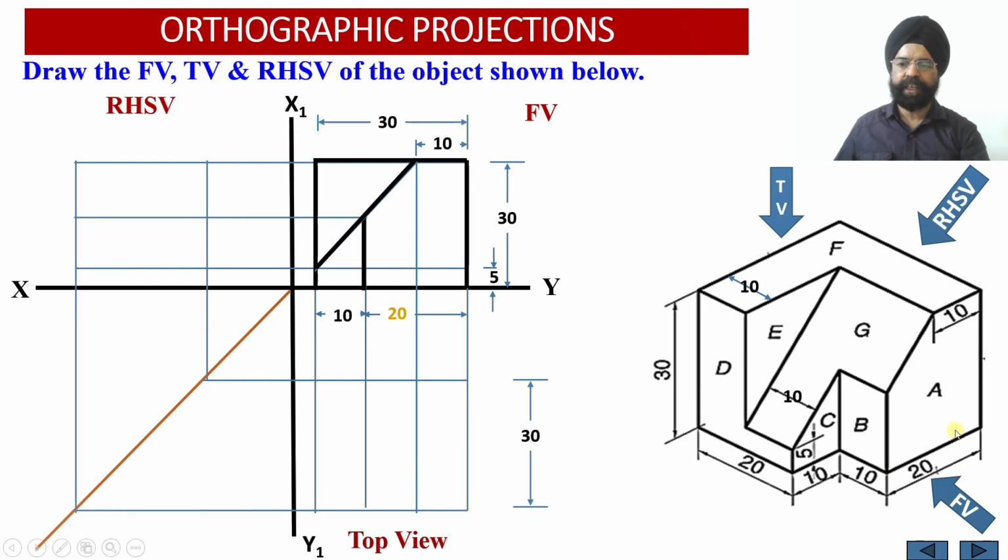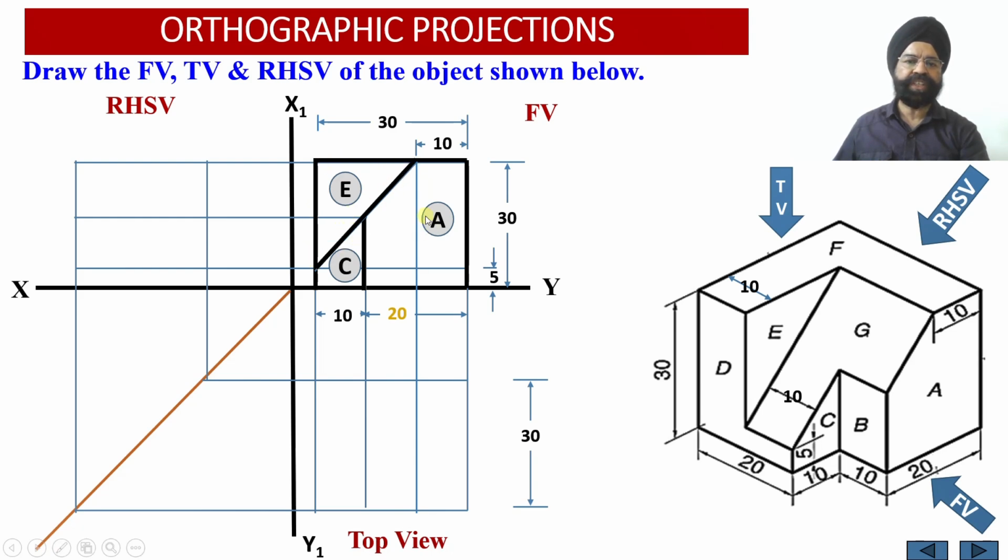Now this is my surface A. We can check the shape of the surface A over here. So this is the shape of the surface A. And then this is the shape of the surface E over here. Right? So this is the shape of the surface E. Now this shape has been observed over here.